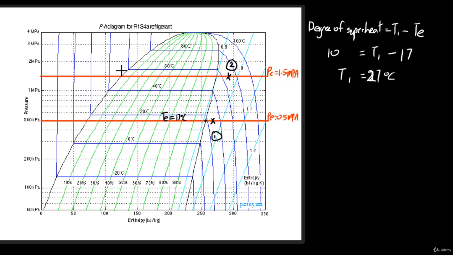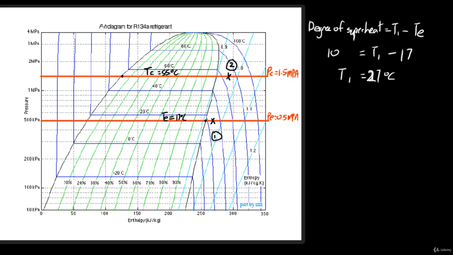So degree of subcool is 10 degrees Celsius. It means from this point, you need to drop another 10 degrees Celsius to get your third point. So the first question is, what is the temperature at this point? That is actually your TC, condensing temperature. Your condensing temperature from here, you can see that it's around 55 degrees Celsius, because it's between 40 and 60, somewhere a quarter away from 60. So it's around 55 degrees Celsius.